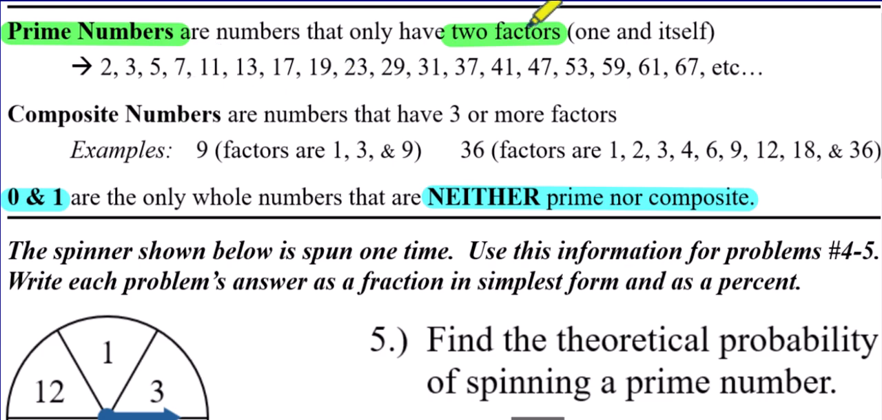Prime numbers have 2 factors, 1 and itself. Like the factors of 2 are 1 and 2. The factors of 3 are 1 and 3. The factors of 5 are 1 and 5. So that's how prime numbers work.